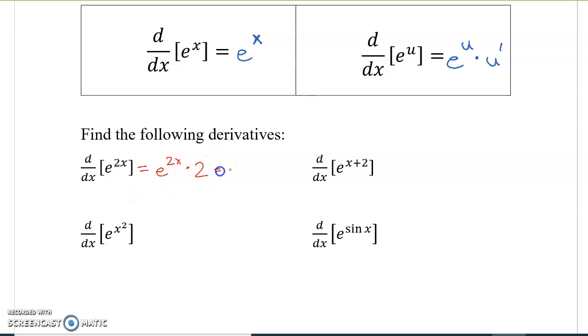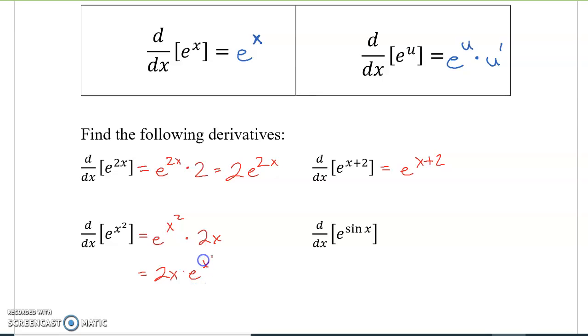Or if you prefer, we can write it as 2e to the 2x. Okay? Over here, when we remember the chain rule, the derivative of x plus 2 is simply 1. So this is something where we get the exact same thing back again. Over here, well, this is not going to get the exact same thing back again, but it gets partly that. But then the next piece would be, don't forget that chain rule. The derivative of x squared is 2x.